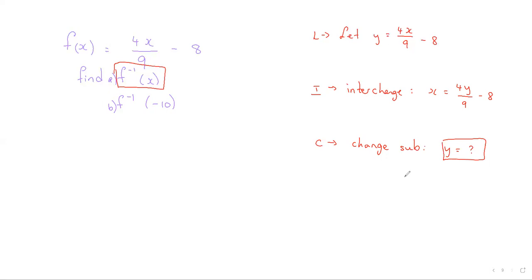Right, so remember we have x is equal to 4y over 9 minus 8. I just rewrote this. And I want to get y alone. So I'm going to start with the one furthest away. Once I cross the equal sign, I'm going to do the opposite. So this was minusing. So when it goes across, it becomes adding. So it becomes x plus 8 is equal to 4y over 9.